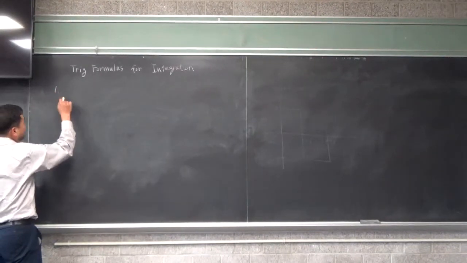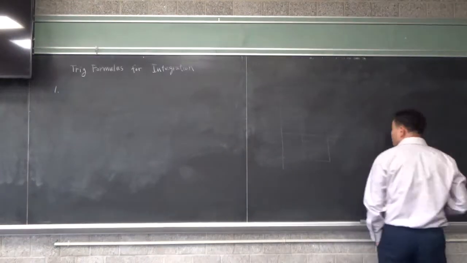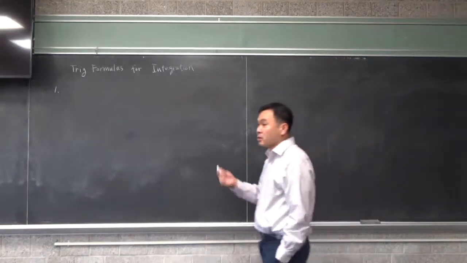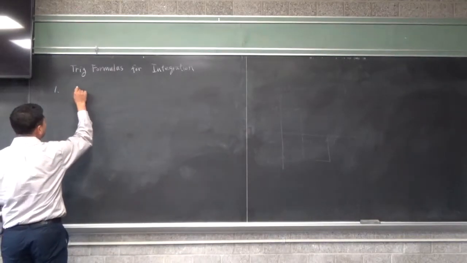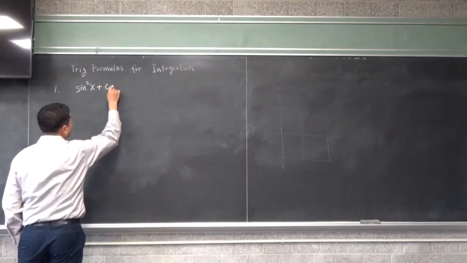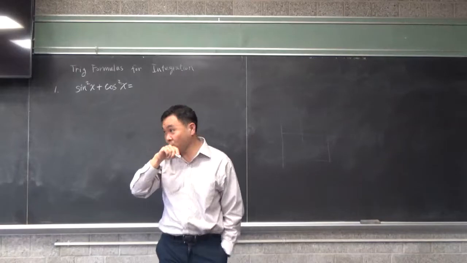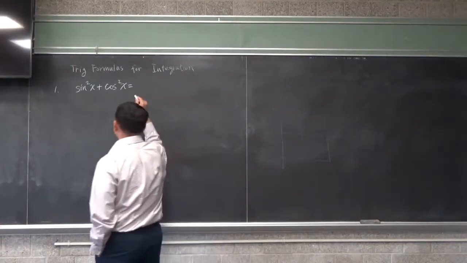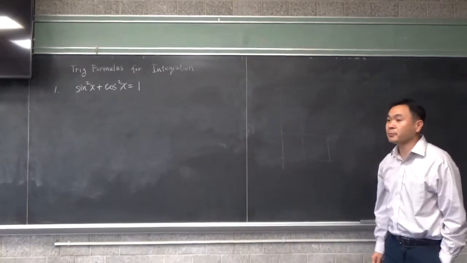Number 1. Probably the first few are things that you've seen before, but the later ones you may not have. Okay? So number 1, the most famous one: sine squared of x plus cosine squared of x is equal to what? 1, yes. Sine squared plus cosine squared is equal to 1.